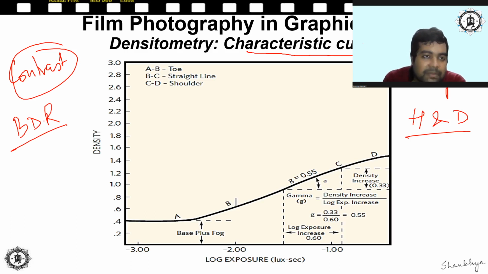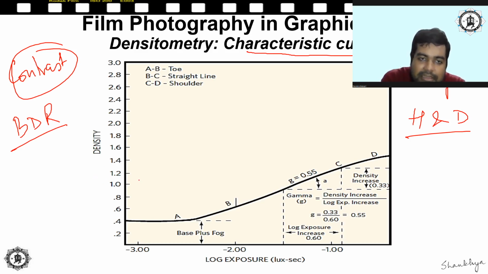But if a film is less contrasty, then it requires a greater amount of time for exposure. So this is basically your idea of the characteristic curve and contrast of the film. Alright. Now let us take a look at the curve itself, the characteristic curve itself. Now see, this is basically an S-shaped curve, right?